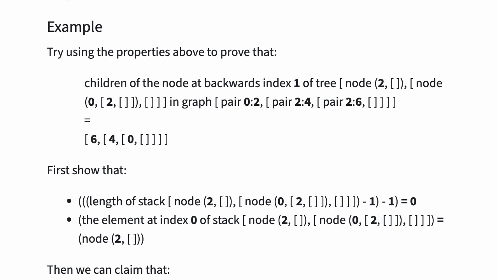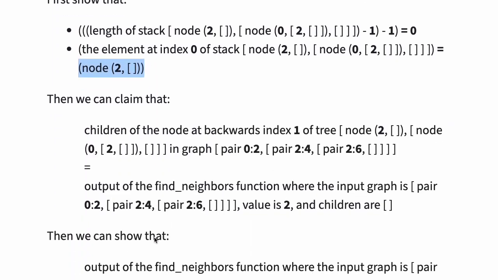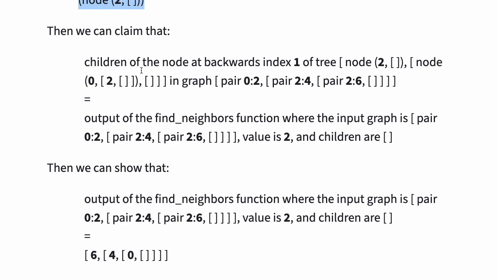Try using the properties to prove that the children of the node at backwards index 1 of the following tree in this graph is equal to the stack 6, 4, 0. First, show that the length of the stack minus 1 minus 1 is equal to 0, and the element at index 0 of the stack is node 2. Then we can claim that the children of the node at backwards index 1 of this tree in the following graph is equal to the output of the findNeighbors function, where the graph is still the same, value is 2, and children are empty. Then we can show that the output of this function is equal to the stack 6, 4, 0.